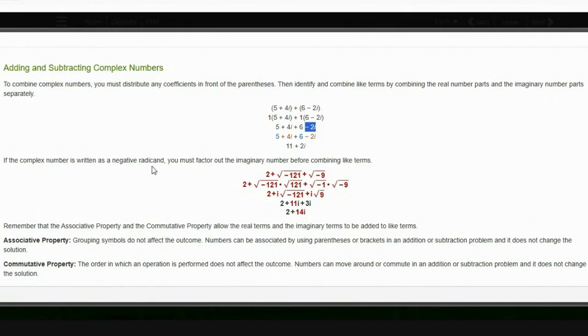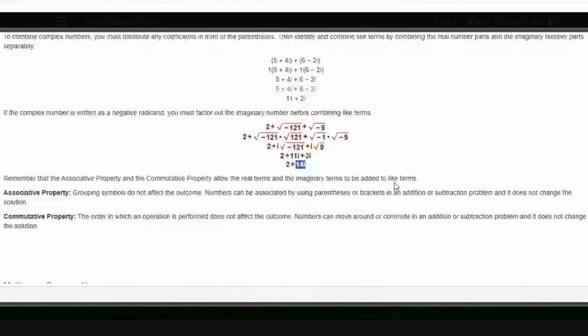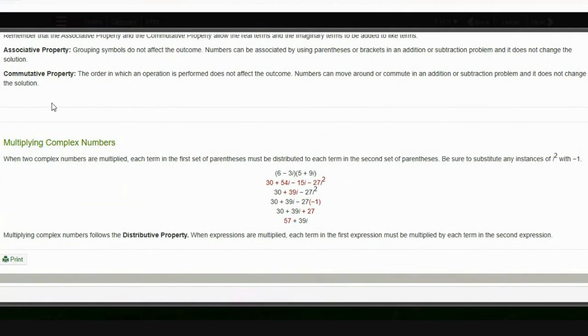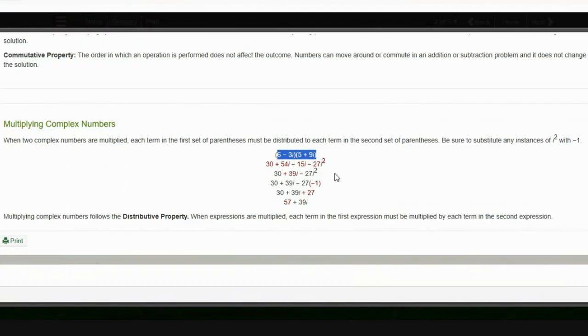If a complex number is written as a negative radicand, like the negative square root of 121 or the square root of negative 9, you have to convert those to i terms first, 11i and 3i, before you add those together. Associative property, commutative property, make sure you distribute things properly when multiplying numbers. And if you multiply something by its conjugate, you'll end up with a real answer. You won't have an imaginary part at all.